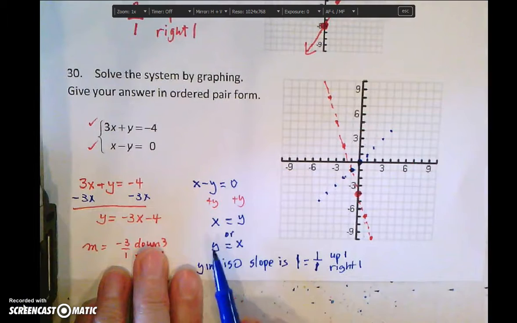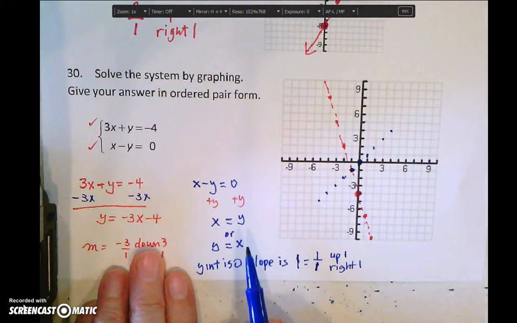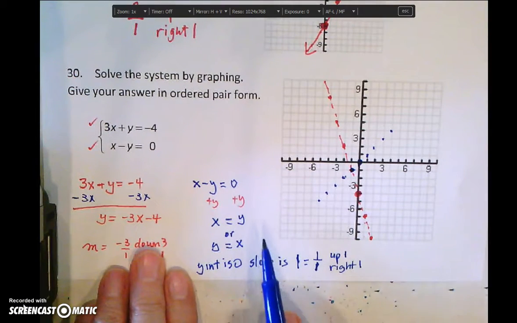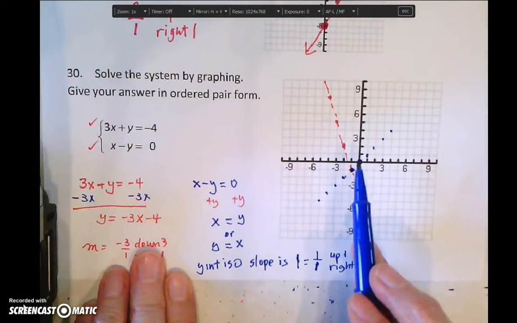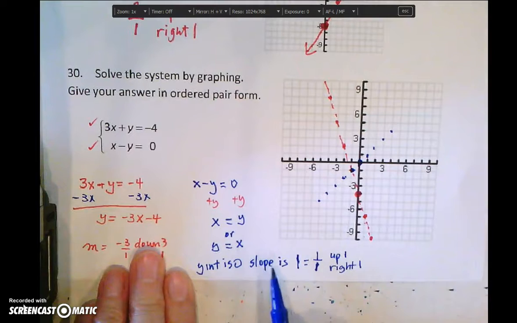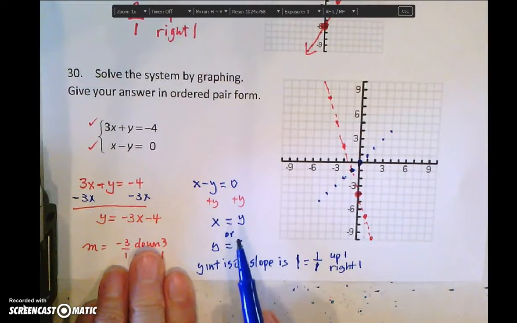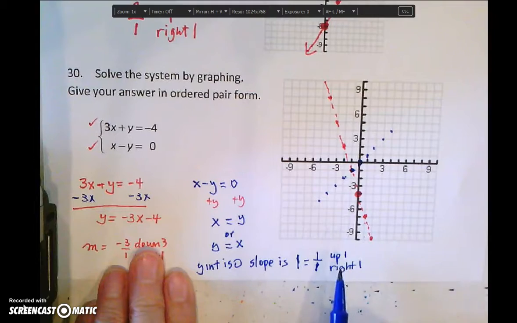This equation becomes y is equal to x. And you'll notice that we don't have a constant over here, so that means that the y-intercept is 0. So I'll put my 0 right here. And the slope is 1. So that's going to be as a fraction 1 over 1. The coefficient of x is an understood 1 right there, so 1 over 1. So up 1, right 1.